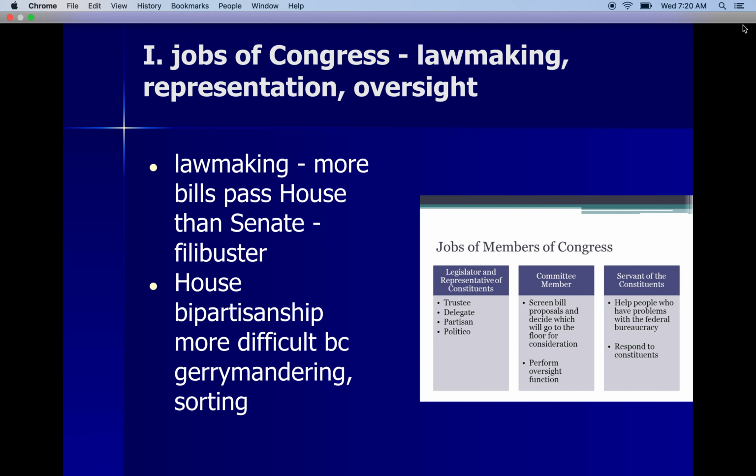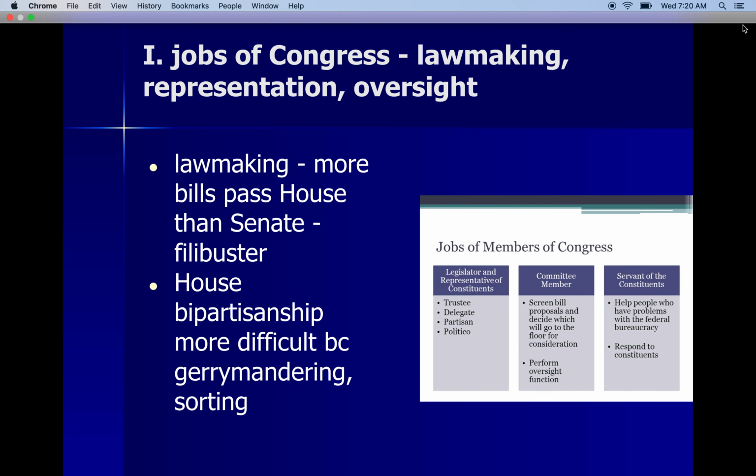So Congress has 3 jobs. All right, the job we've looked at is lawmaking. This job is to make laws. All right, that's what everybody's really familiar with. All right, second job we're going to look at next time after spring break. The Monday after spring break is representation.